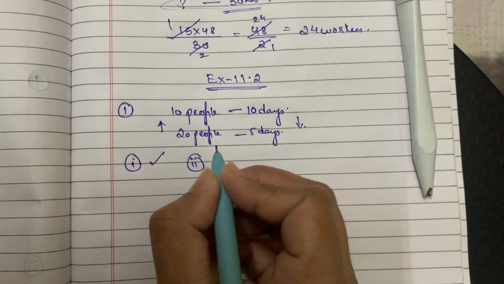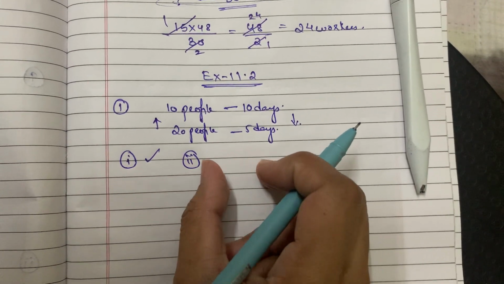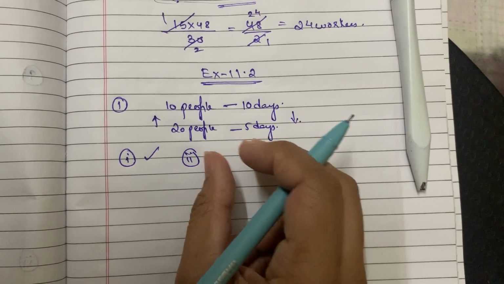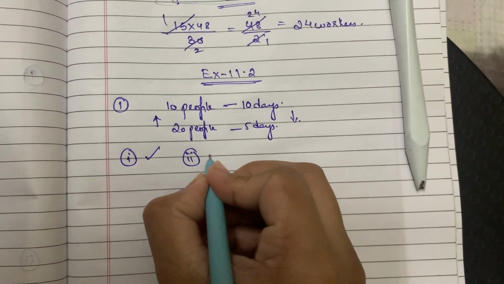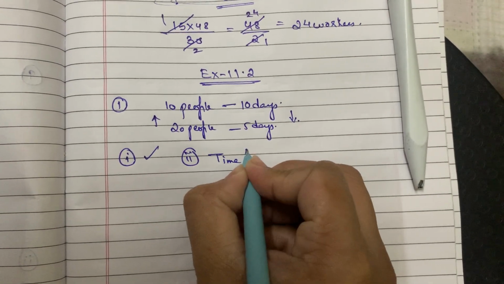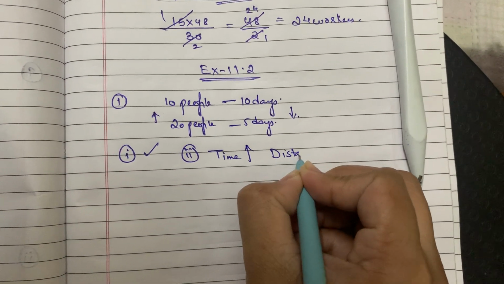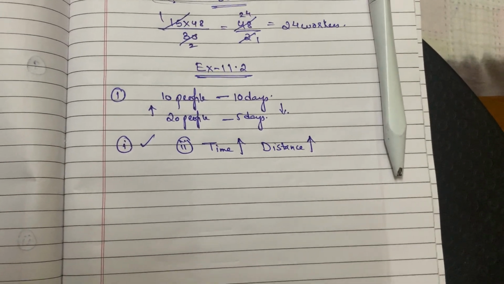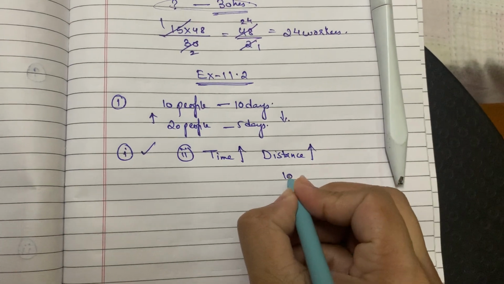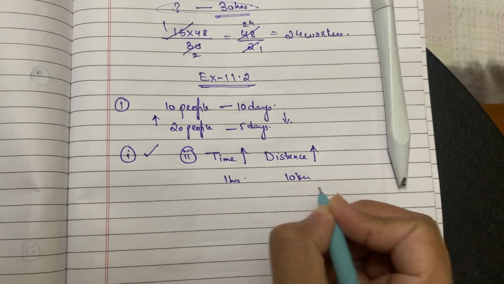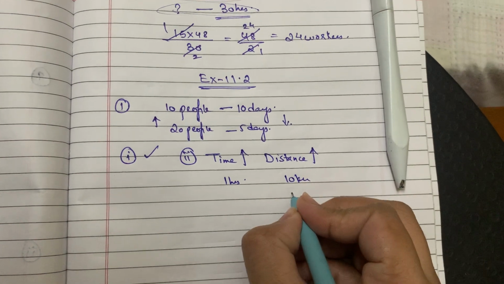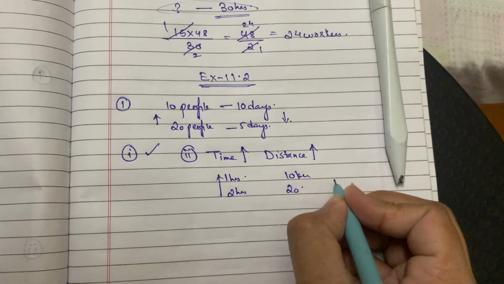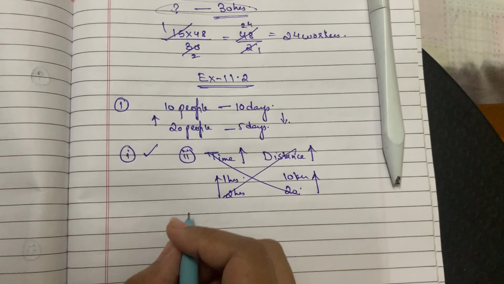The second one, let's consider. It says the time taken for a journey and the distance traveled in uniform speed. The speed is the same, isn't it? So if the time is increasing, the distance will also increase, because time and distance are directly proportional. If the distance is 10 kilometers, maybe 1 hour will be taken, depending upon the traffic and everything. And if it is 20 kilometers, it will take 2 hours. So one is increasing, the other is also increasing. It is not an inverse proportion.